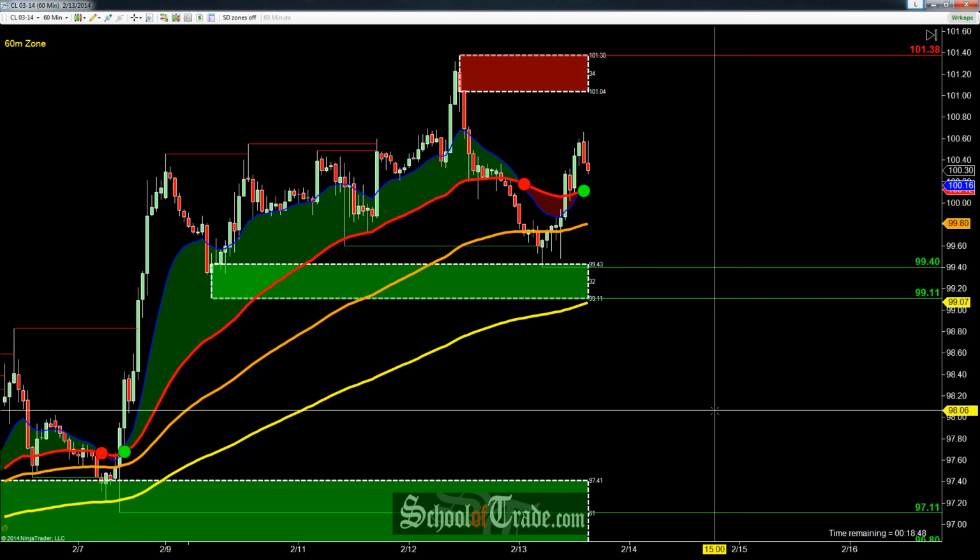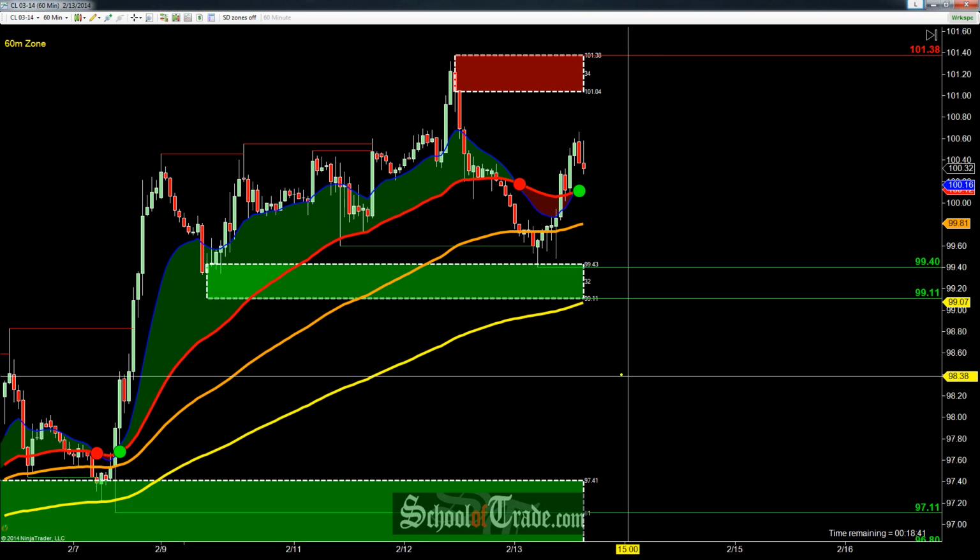And today we're going to be taking a look at supply and demand zones. So first, before we start, what is a supply and demand zone? Well, a supply and demand zone is an area of support or resistance where buyers or sellers have come in strongly to defend a specific area.